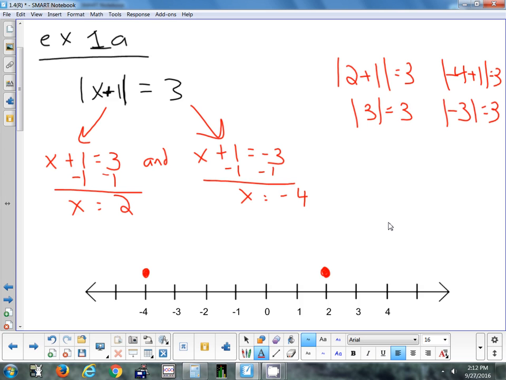Remember, it's distance from 0. Even though it's at negative 3 over here, it's still 1, 2, 3 spots to get to it. That's why we have two answers, right? Because you have one for the negative, one for the positive. All right? Got it? Good? Everybody graphed? All right.